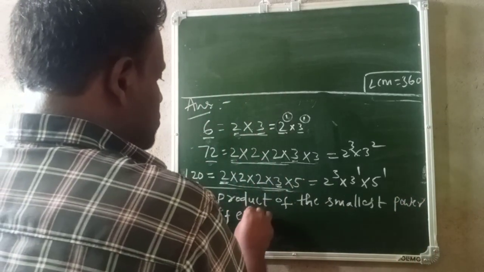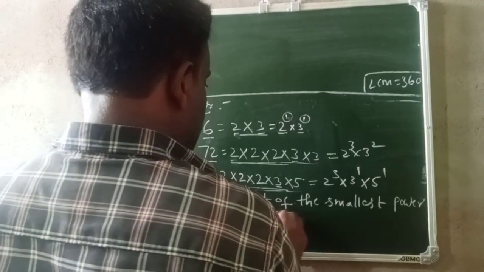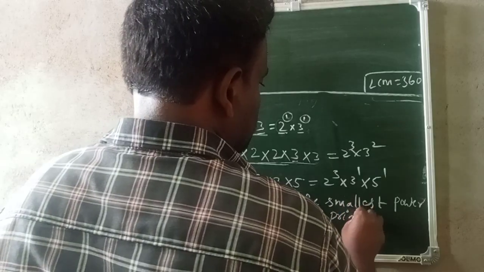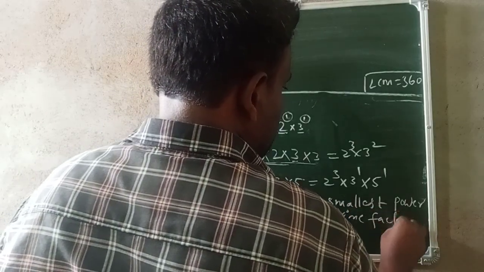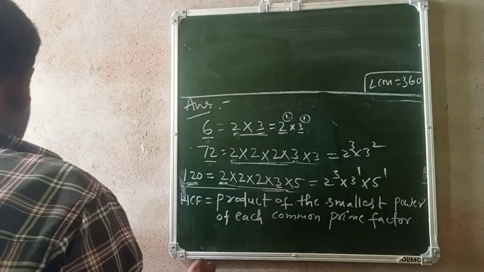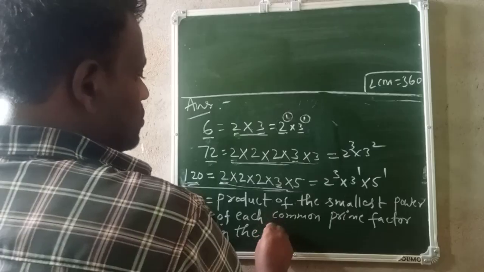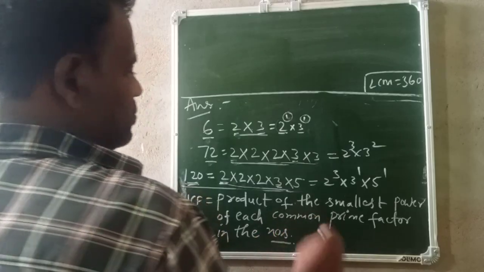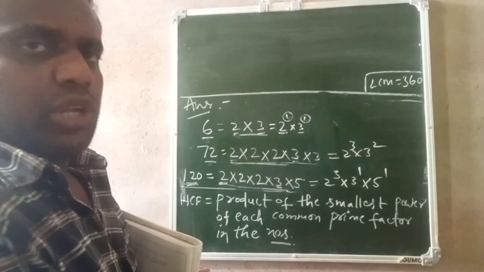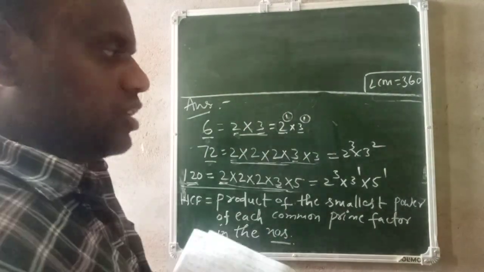Smallest power of each common prime factor. Each common prime factor in the numbers. So in the exam you write the numbers in full. Here I have just written a short form to make you understand. Okay.